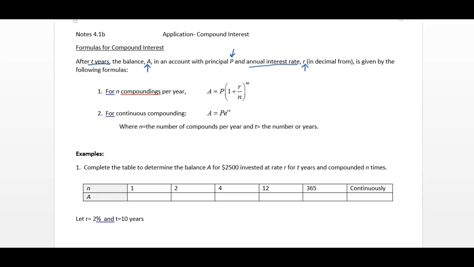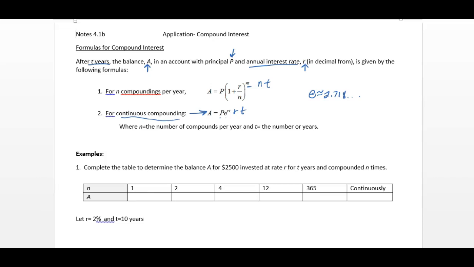So if it's n compoundings, then the formula looks like this. It's P times 1 plus R divided by n raised to the nt power. Okay? Now, if the problem says for continuous compounding, you use this formula. All right? P is still the principal. E, remember E is an irrational number. It's approximately 2.718... Calculator knows what E is. You don't have to remember that. But it's E raised to the R times T power. So it's exponential in that regard. Where again, n is the number of compoundings per year and T is the number of years.